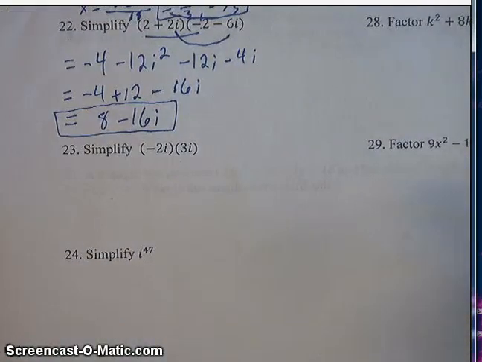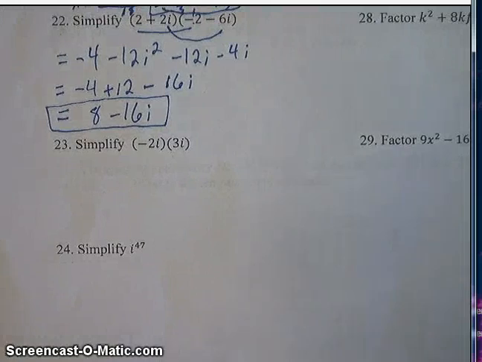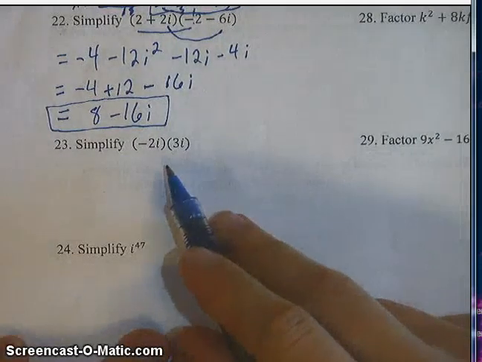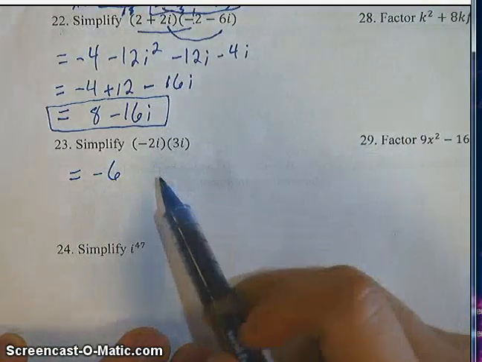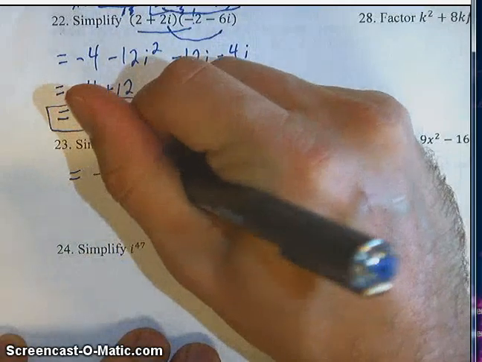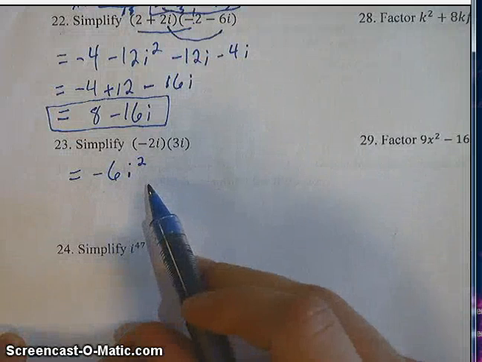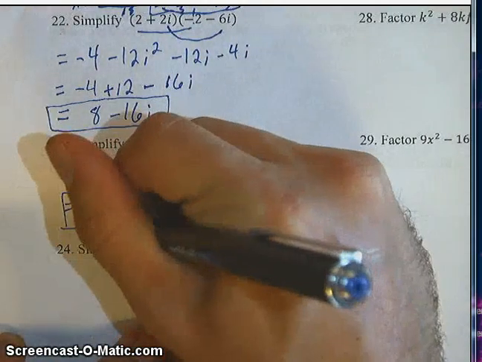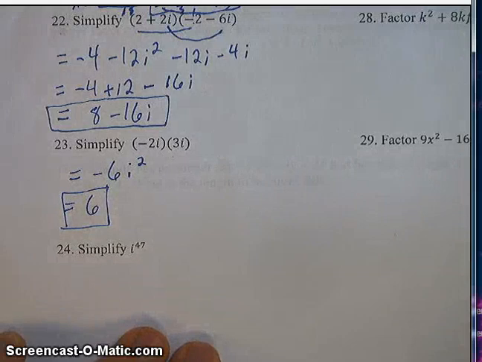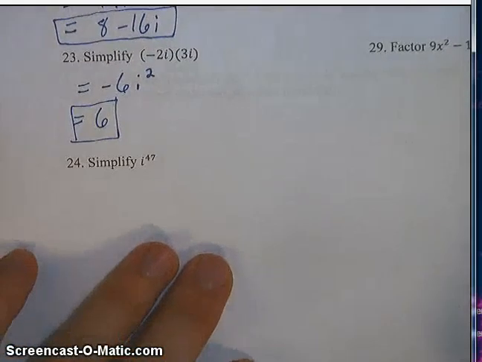Moving on to 23. Simplify negative 2i times 3i. Well, negative 2 times 3 is negative 6, and i times i is i squared. i squared equals negative 1, so this simply equals 6. Like that.